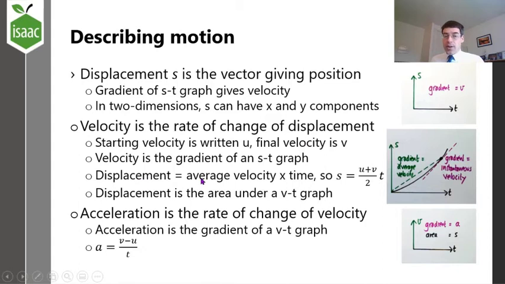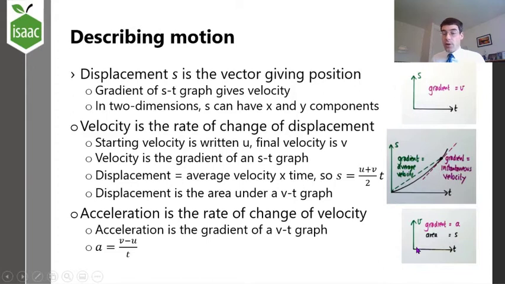I've already said that the displacement covered will be the average velocity multiplied by the time, and if the velocity is changing uniformly, in other words we have a constant acceleration, there is a steady change of velocity, then the average velocity is given by the mean of the starting and finishing velocity. So we have this equation here for the displacement covered as something goes from velocity u to velocity v.